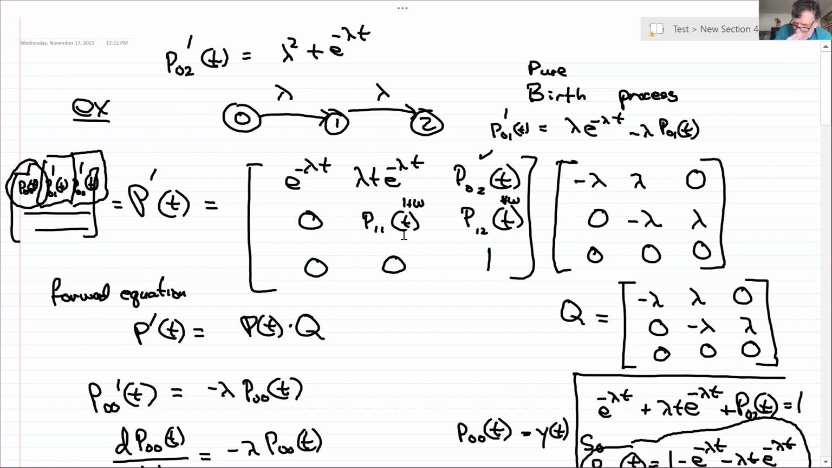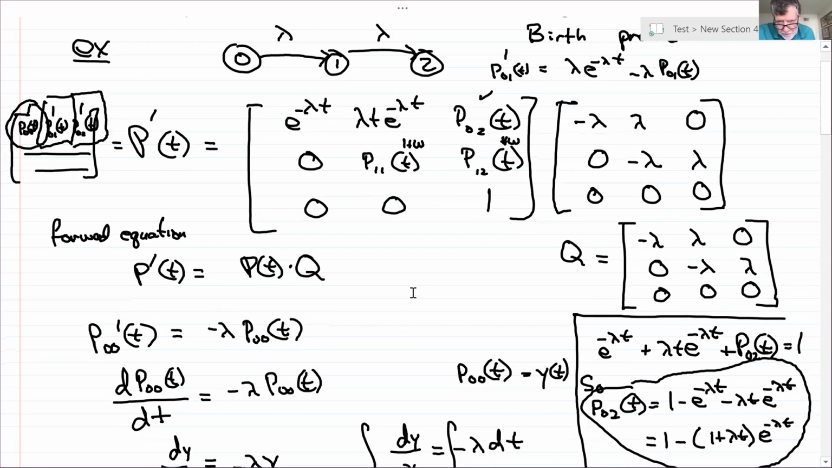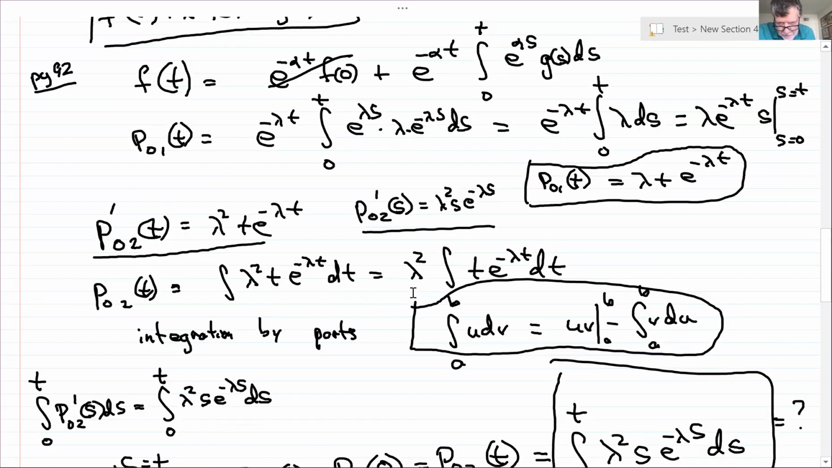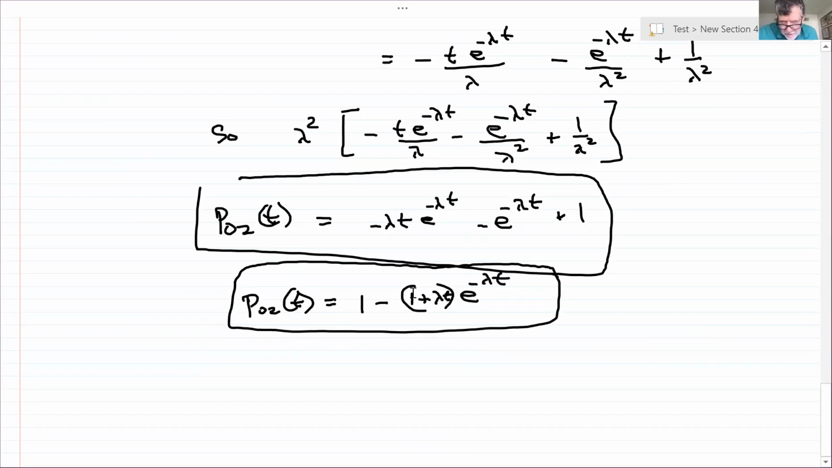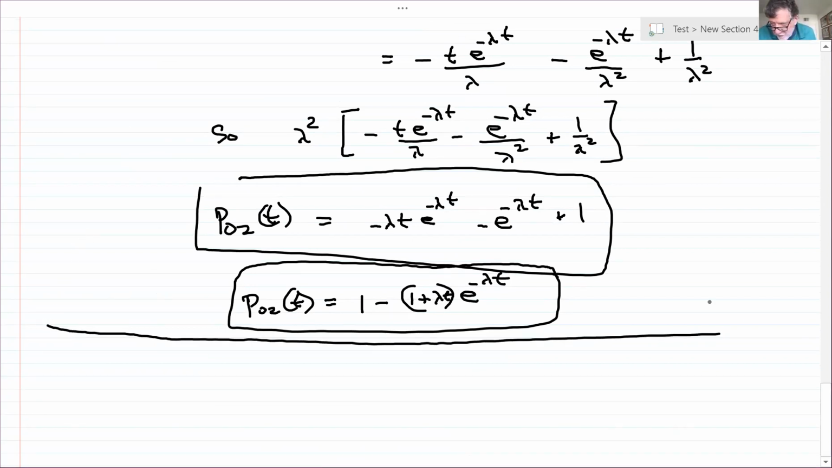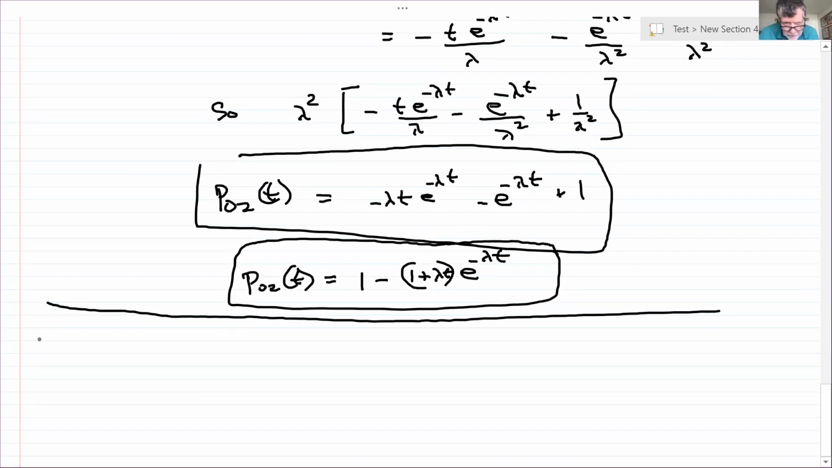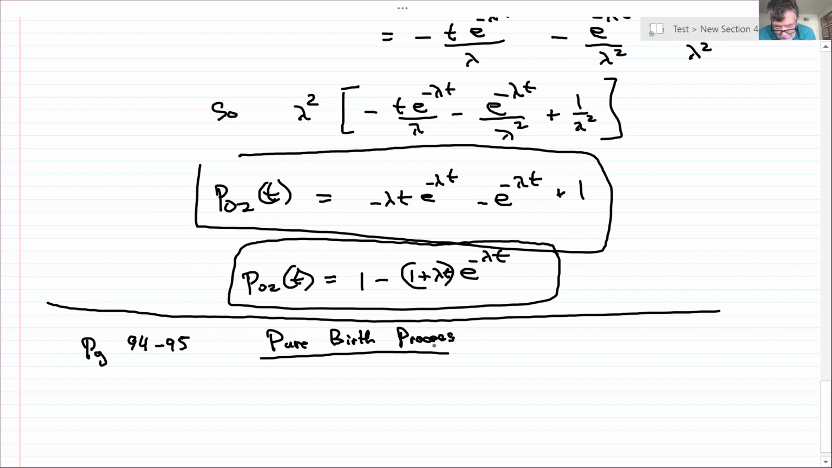His is more general. Okay, what is he doing on this page? So he's doing something similar, but not quite the same. His is a little harder in a way. On pages 94, 95, he's doing something called a pure birth process.